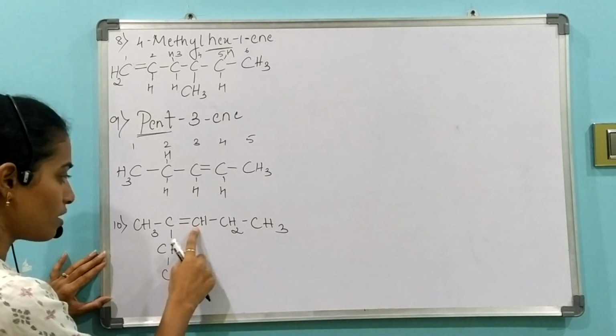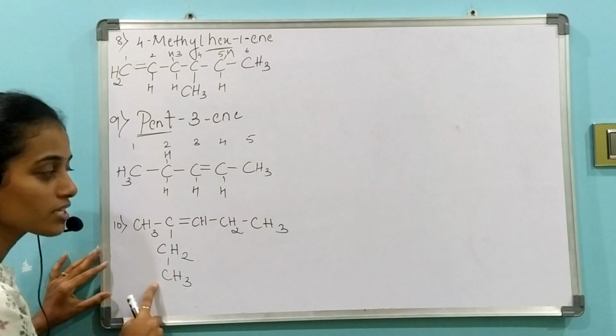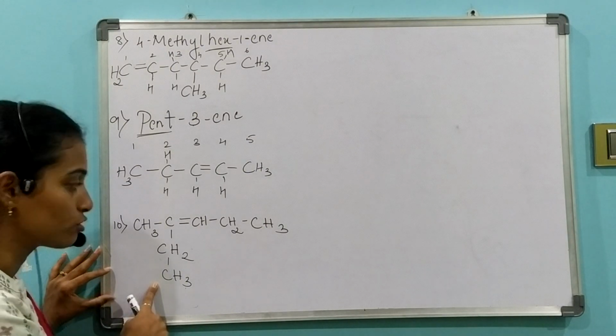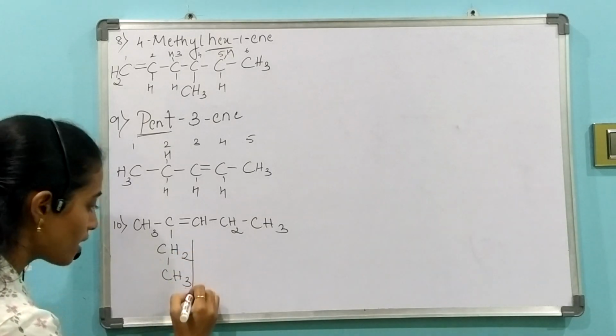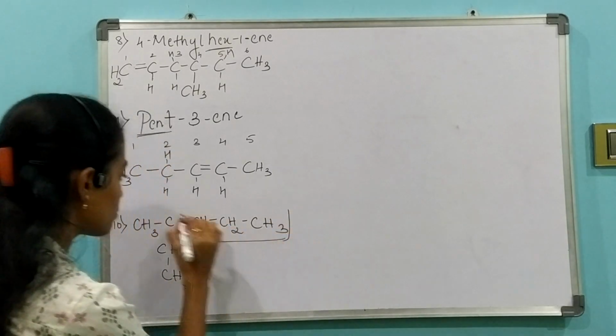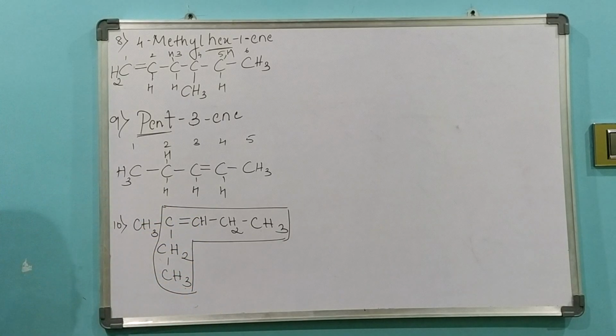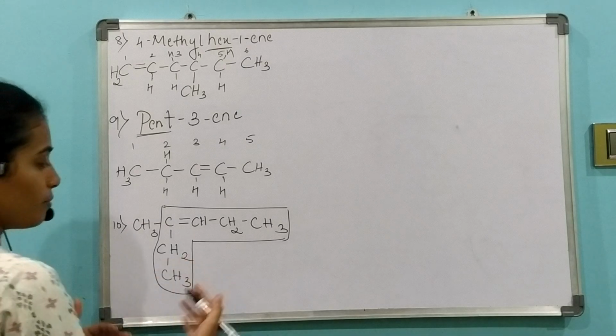1, 2, 3, 4, 5 and a 6. Parent chain will always be the longer chain in the given compound. So definitely this will be my parent chain. This is going to be my parent chain, which is having 6 carbons in it. So number the parent chain.